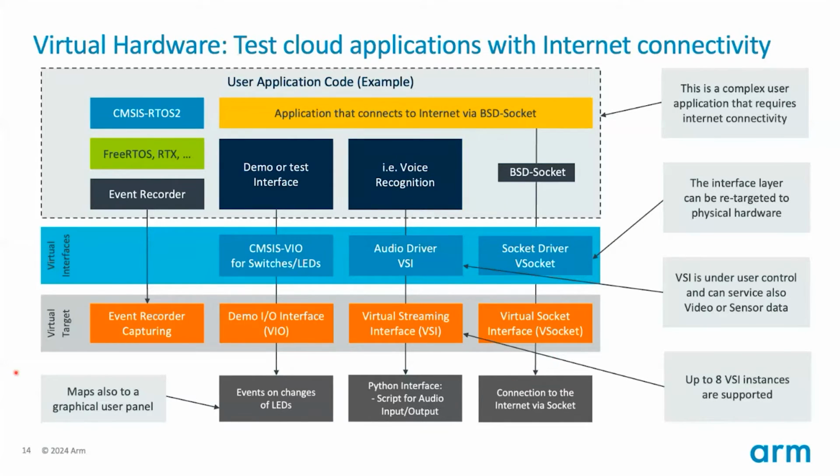And down here you see you can have events on changes of LEDs. We have a Python interface to script the audio input and output. And the connection to the internet is via the socket of your local machine. So this is how you can test your user application on virtual hardware, behaving very similar to real hardware.